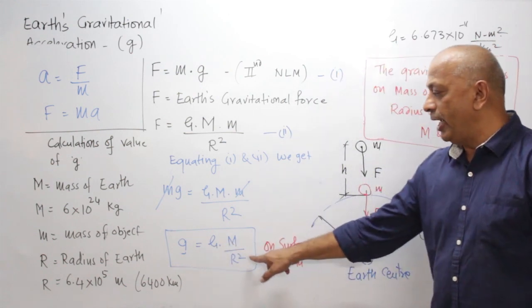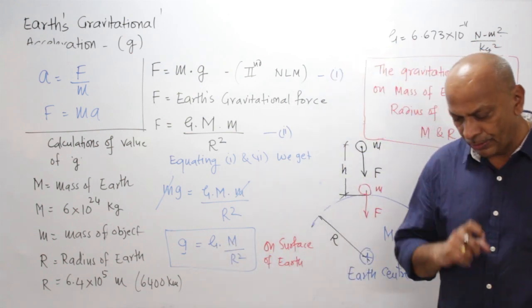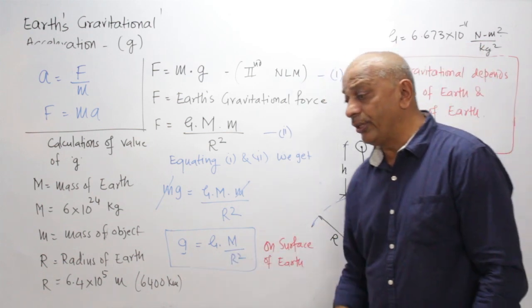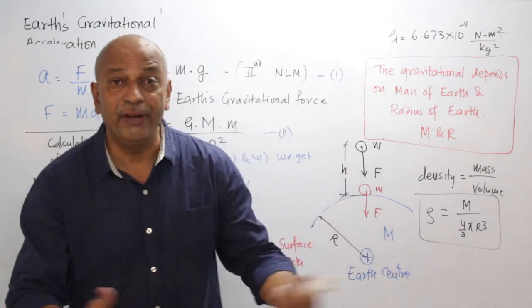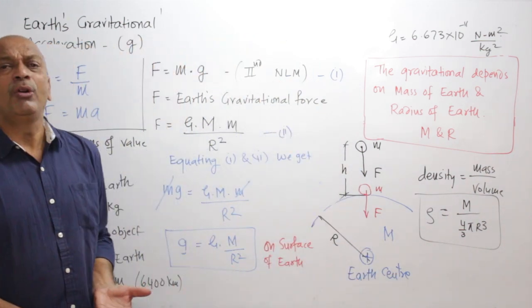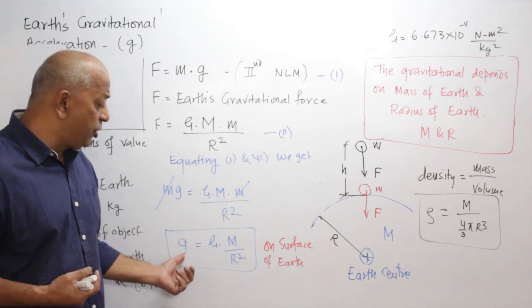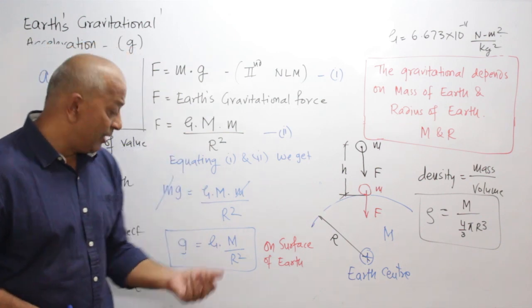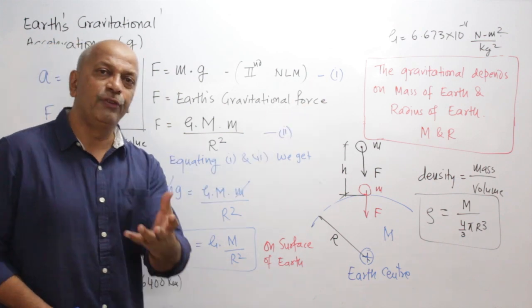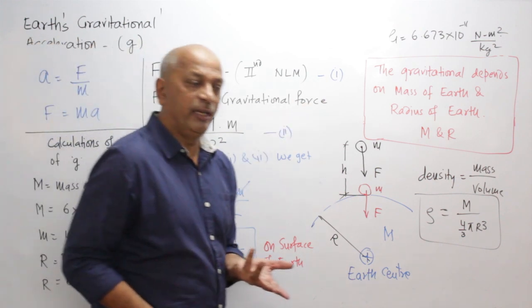So g is equal to GM upon R square. Sums up. If there is no gravity, that is, no mass, then what will happen? If there is no gravity, then g will be equal to 0. So naturally, there won't be any force of attraction.